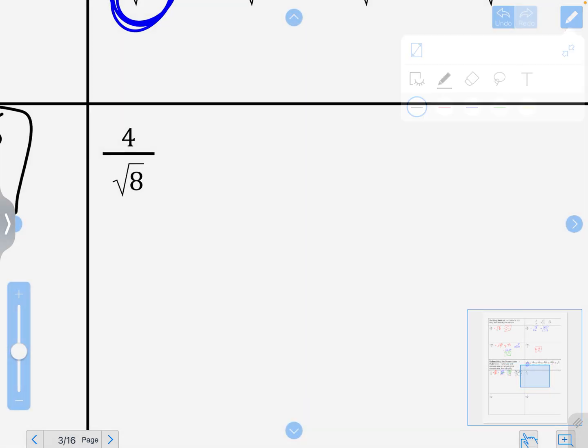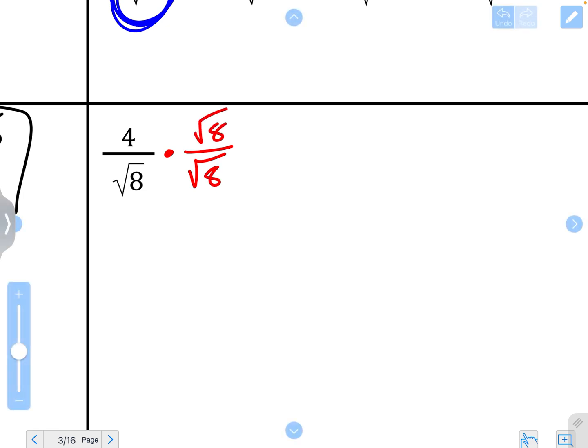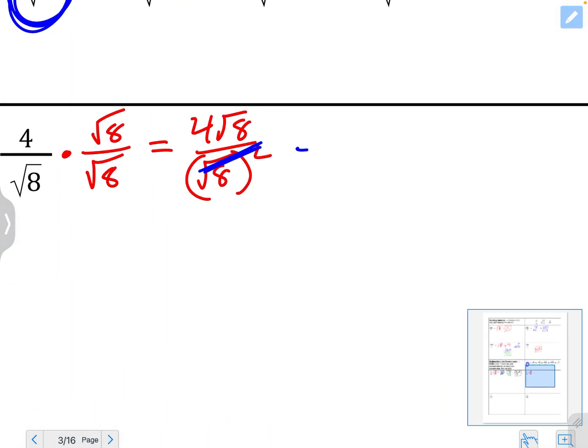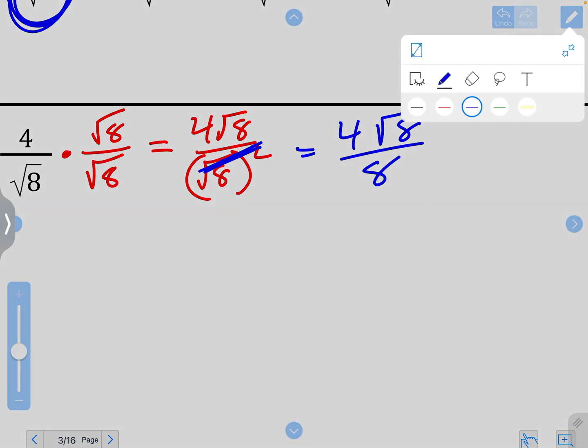So again, anytime we see that square root in the denominator, we're going to multiply it by 1, and our 1 is going to be the square root over itself. So we get 4 square root of 8 over the square root of 8 squared. So again, squares get rid of square roots. So we get 4 square root of 8 over 8.